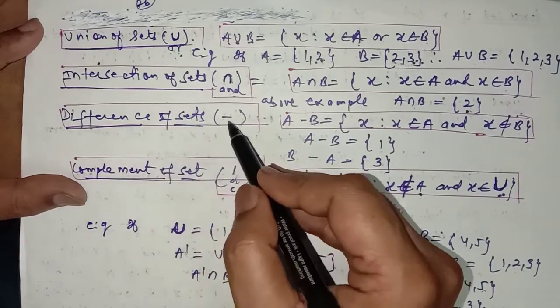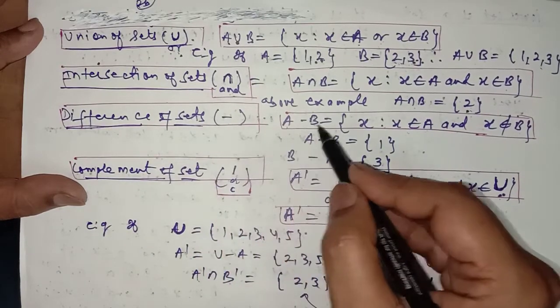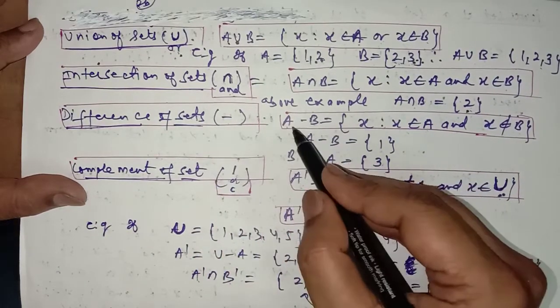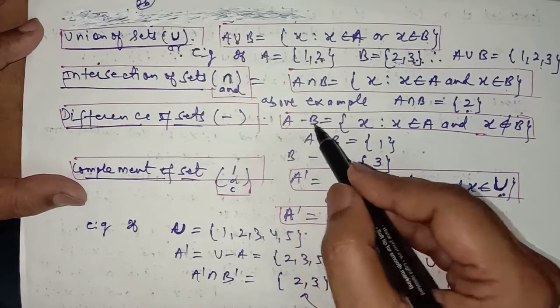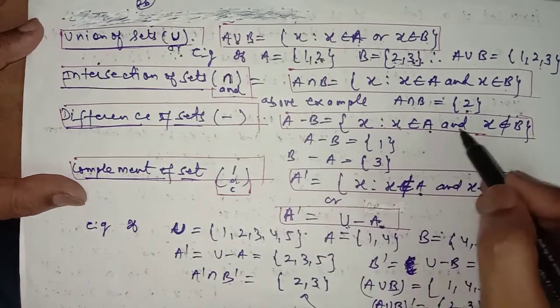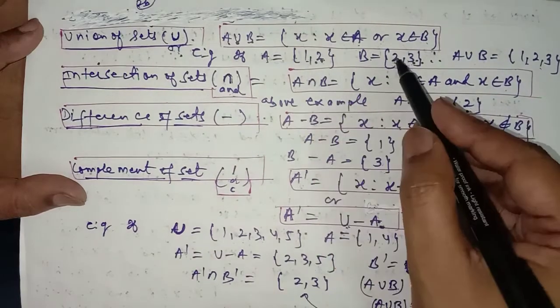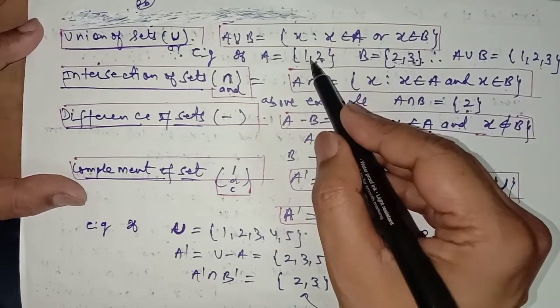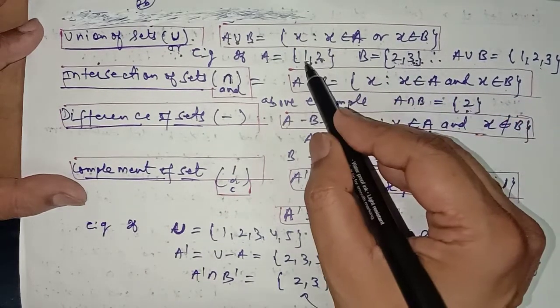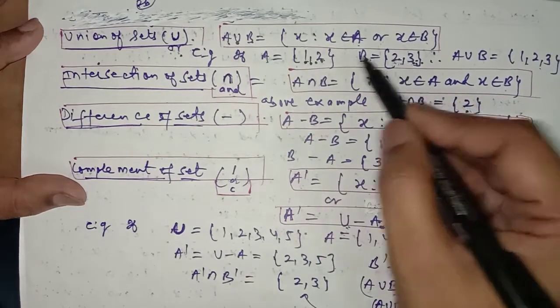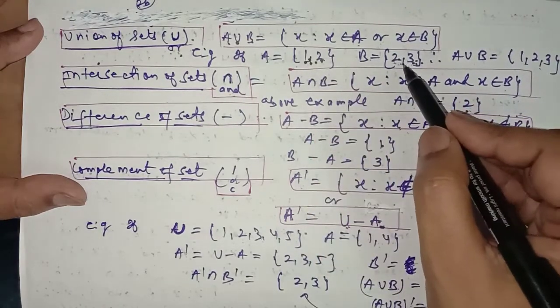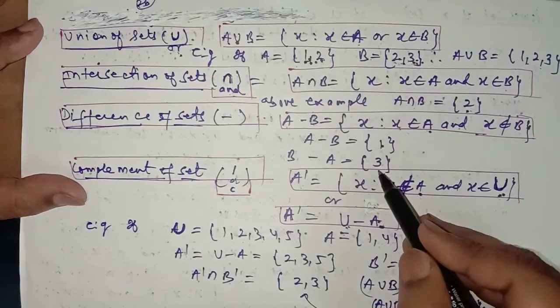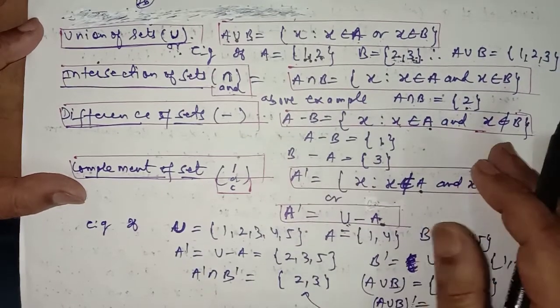Difference of the sets is denoted by this minus sign. Now A minus B means those elements which belong to A but not to B. Take this example. So A minus B, which belongs to A but not in B, is the element 1. B minus A means those elements which are in B but not in A. It is 3. So A minus B, B minus A.